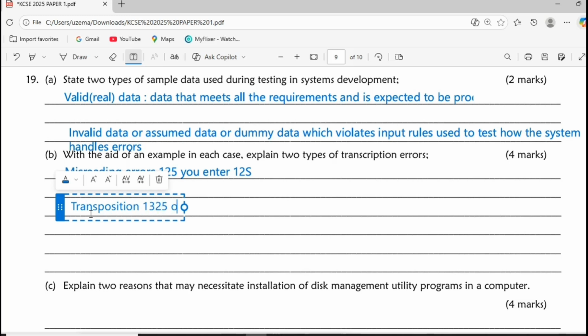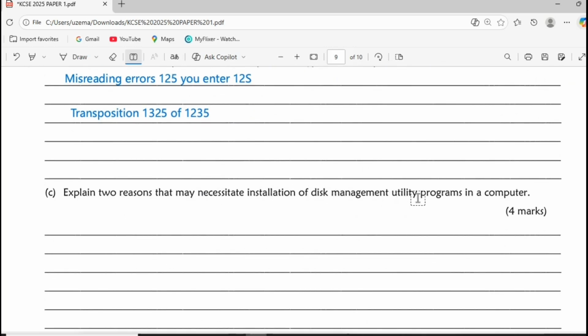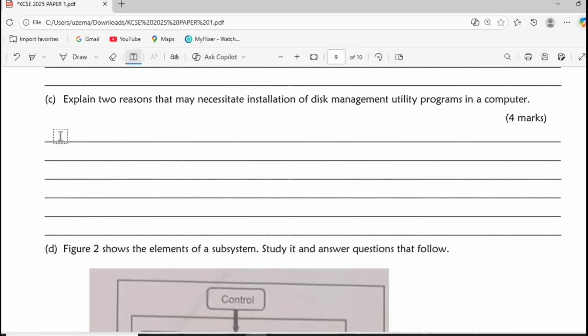Then transposition means you change the position. If you have a number like 1, 3, 2, 5 instead of 1, 2, 3, 5, the positions that have been changed here are 3 and 2. That's why we are calling them transposition errors.